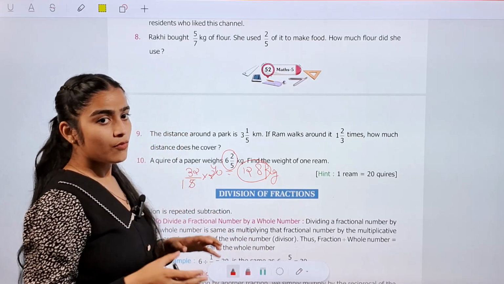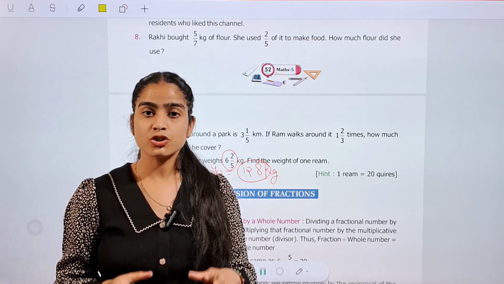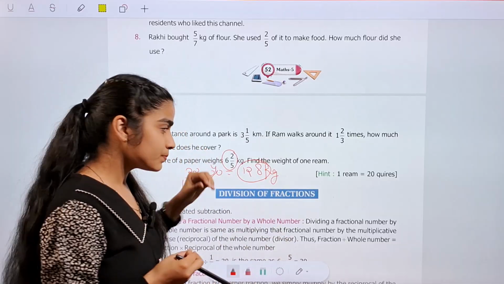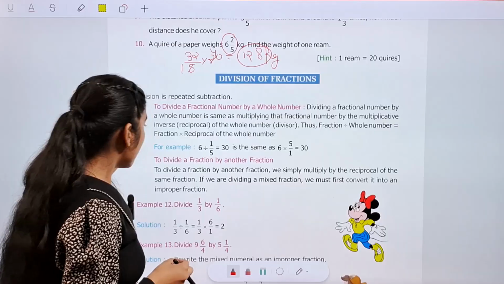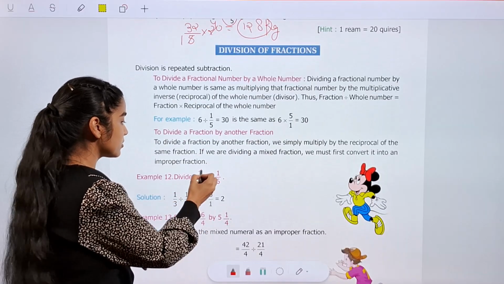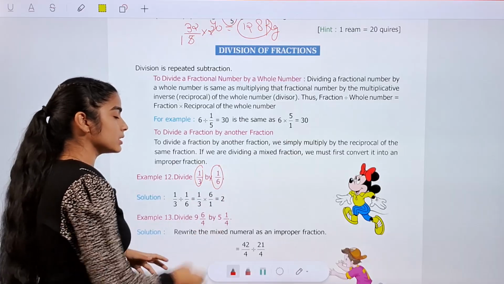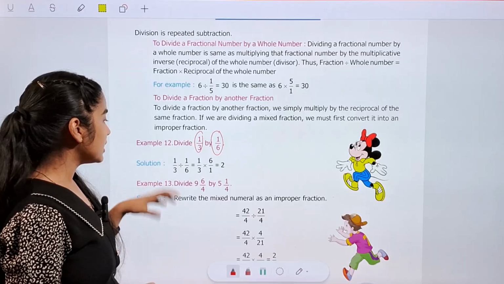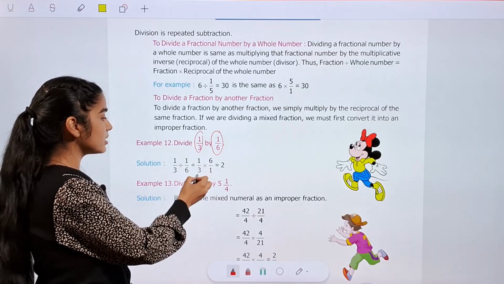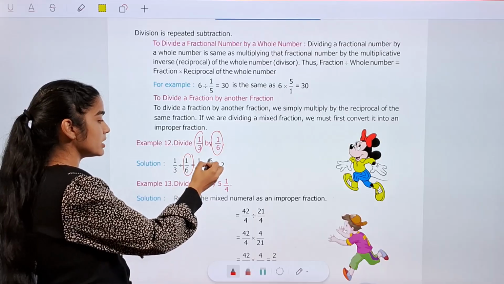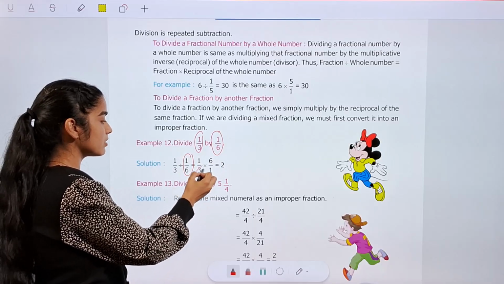Now, till now we have understood the multiplication of fractions. Now we are talking about the division of fractions. This is simple. What you have to do in this case, this is your first number and this is your second number. The second number's reciprocal should be there. So 1 by 3 divided by 1 by 6 means 1 by 3 multiplied by 6 by 1. 1 by 6 reciprocal is 6 by 1. So you have to simplify. 3 1s are 3, 3 2s are 6.